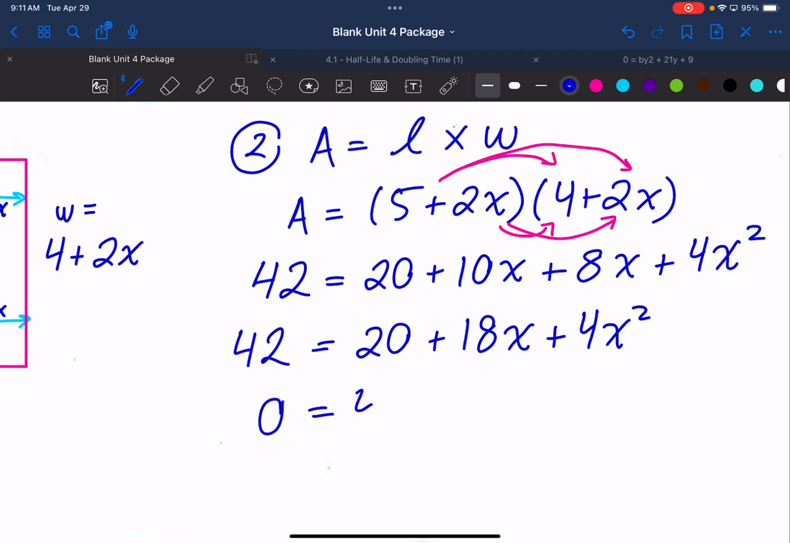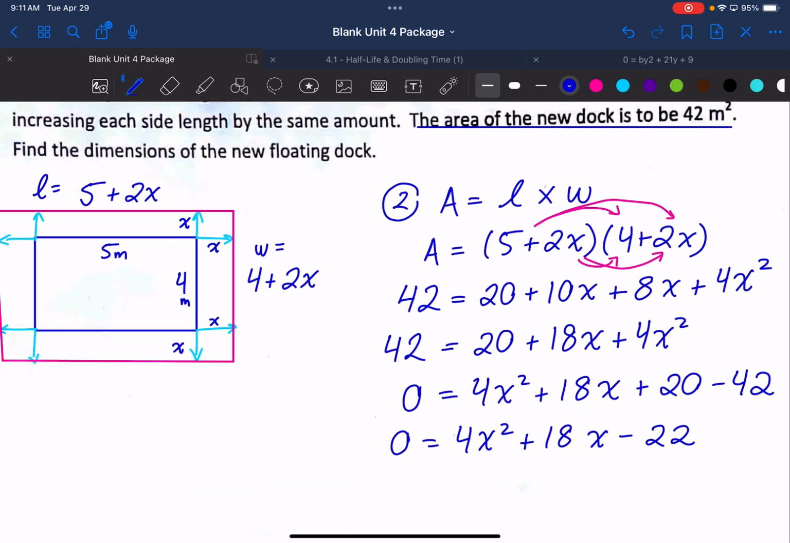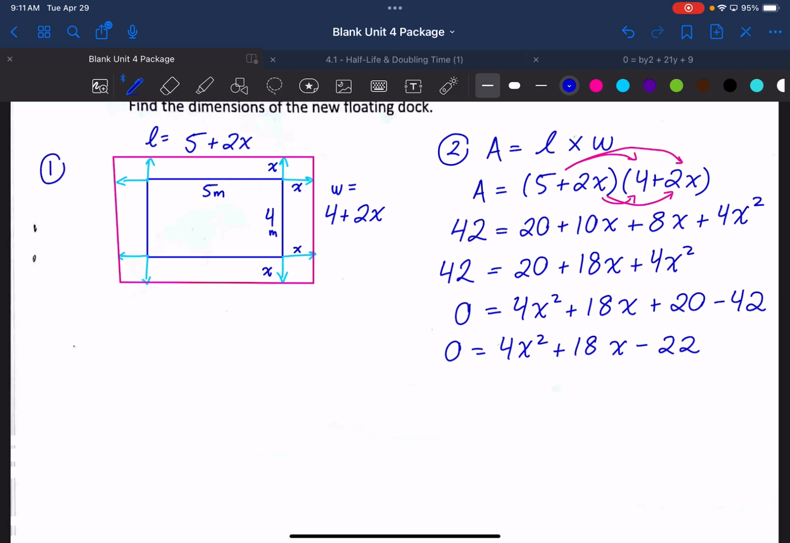Can't you take 4 out of every? No. So I'm just rearranging it to have x squared in front. So we're left with 4x squared plus 18x, and then 20 minus 42 gives me negative 22. And this is where I give you the option: you could try product and sum if they're nice numbers and it comes to you fast, or you could go straight into quadratic formula.